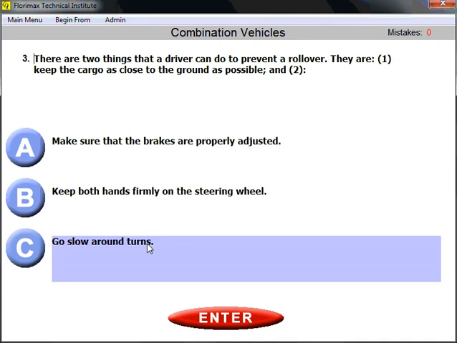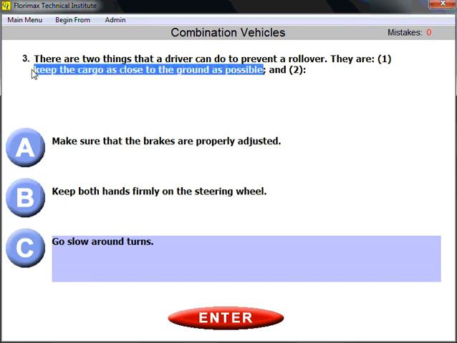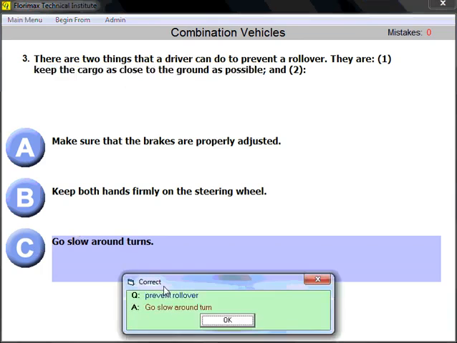Go slow around turns. Sometimes you'll be given the same question, but with a different choice. Go slow around turns will appear here in the question, and then you will choose the other one. So always 2 things you can do to prevent a rollover. The first one, keep the cargo as close to the ground as possible, and the second one, go slow around turns.